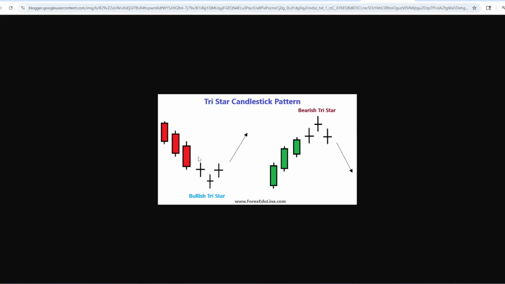Now, classically in the pattern, you see here between the first and second doji, you have a gap down. So you have a gap down and then a gap up, showing just kind of a reversing of momentum, almost like a morning doji star, and here evening doji star, except rather than the big bodies, you just have three doji. So let me show you an example in the chart.